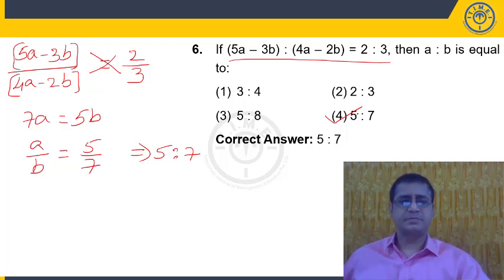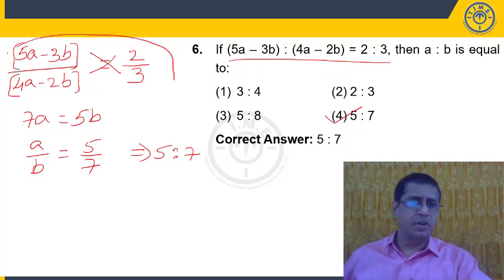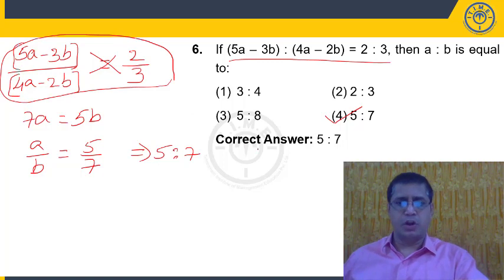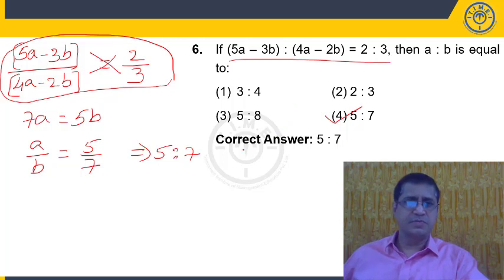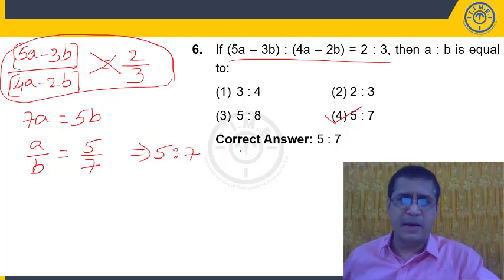Clear? What is the discussion? A is to B is equal to C is to D. Simplify. Just by doing cross multiplication, you will get A is to B. The right choice is option 4. Right. Done with this? Now look at the next example on your screen.